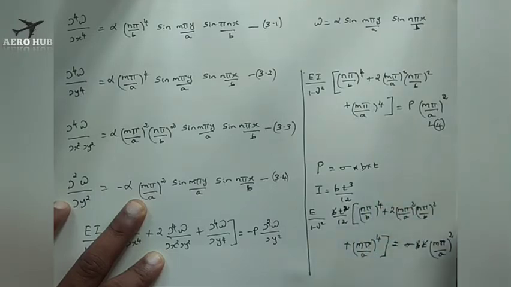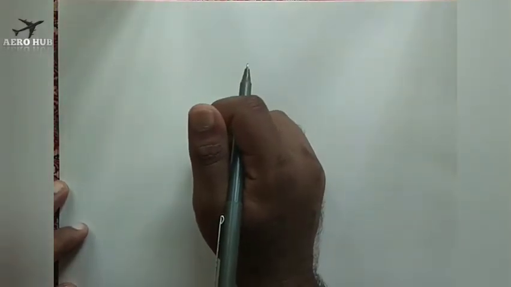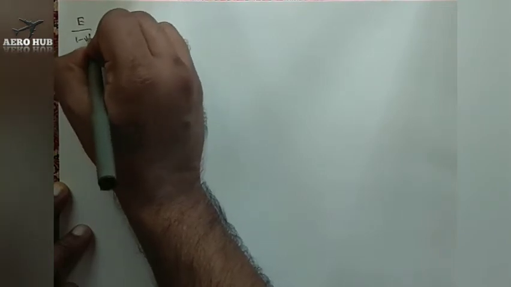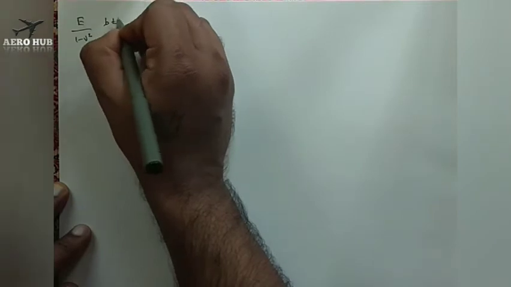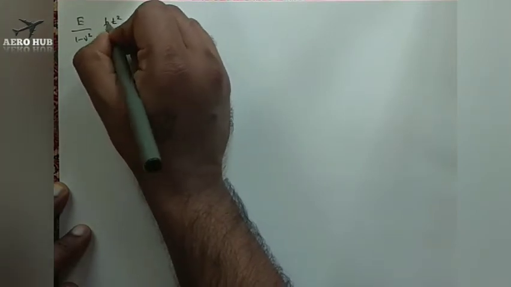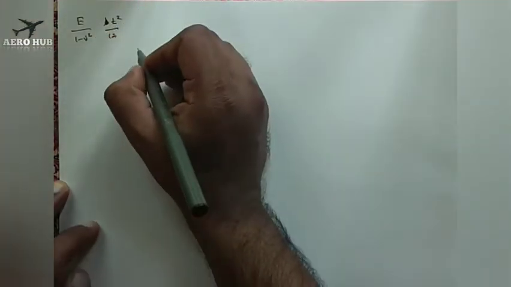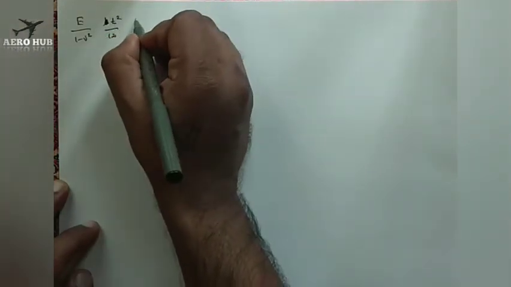Now I will reduce this equation. I need the value of critical stress. After substituting the value of moment of inertia and load P as σ times the cross-sectional area, I will be getting the answer as E/(1 − μ²) times t²/12. Not b, there is no b here, it will be t²/12 because the b is getting cancelled there.